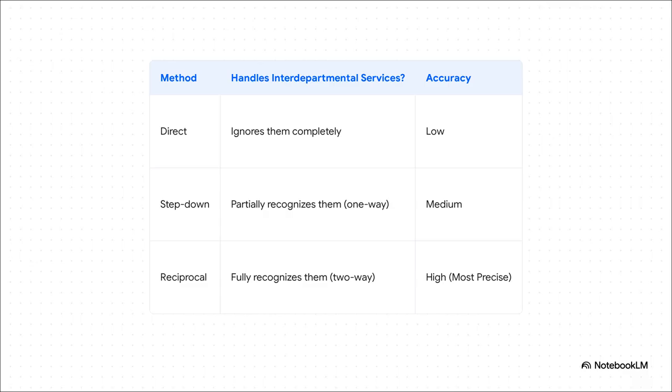First, you have the direct method. It's easy, but it gets a low score for accuracy because it just pretends departments don't help each other. Then there's the step-down method. It's a little better, it's getting warmer. It recognizes the support, but only in one direction. And then there's the reciprocal method. This is the pro-level tool. It fully recognizes that two-way street of support, making it the most precise method there is, the real MVP.